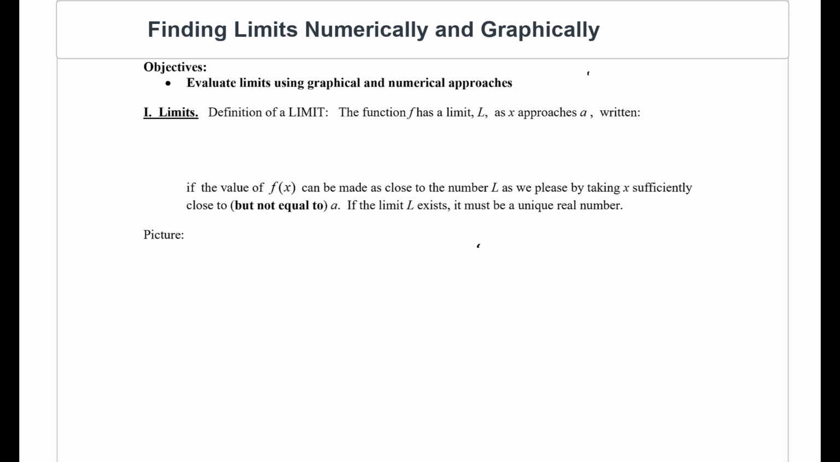The function f has a limit L as x approaches a, written, and I'm going to write down the following: limit as x approaches a of f of x is going to be equal to L, if the value of f of x can be made as close to the number L as we please by taking x sufficiently close to, but not equal to, a. If the limit L exists, it must be a unique real number.